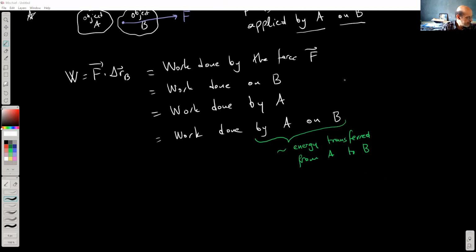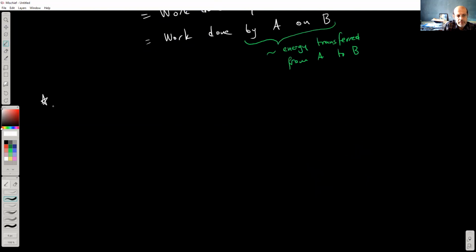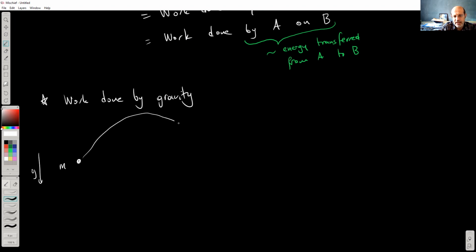Okay. There is this classical example, so that's the work done by gravity, right? So we have some kind of an object. There's gravity downward. And let's say that this is a projectile, so therefore it just moves like that. Okay.